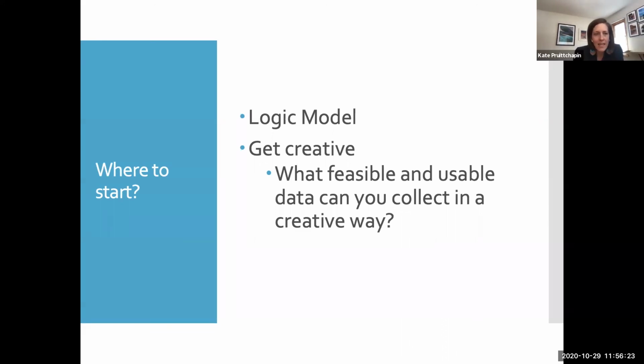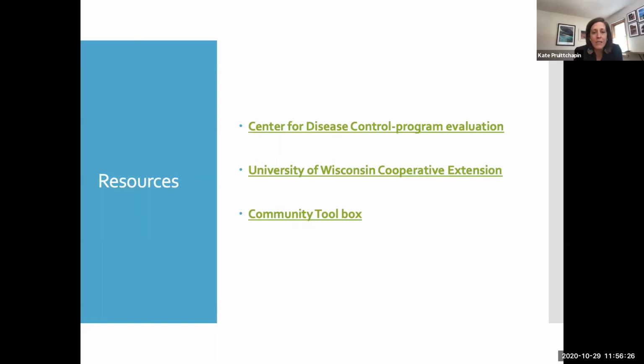My last slide here is just some resources. These are the Center for Disease Control and Prevention. They have a lot of resources on program evaluation. And these next two are also great resources: the University of Wisconsin Cooperative Extension and the Community Toolbox, which I think you probably have seen in other sessions. Those are really helpful, tangible ways to get started.